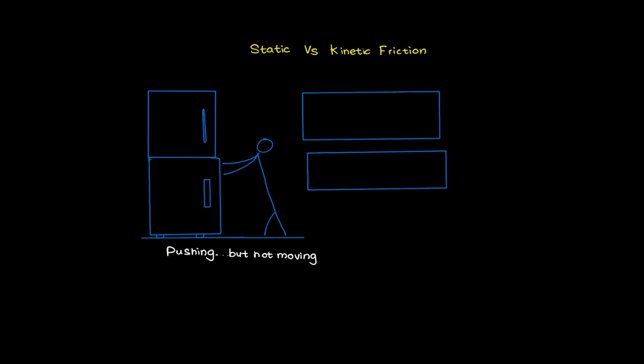Static friction holds stationary objects in place. Kinetic friction acts on moving objects. Static friction is stronger than kinetic friction for the same surfaces. You need more force to break objects free from rest than to keep them sliding once they're moving.